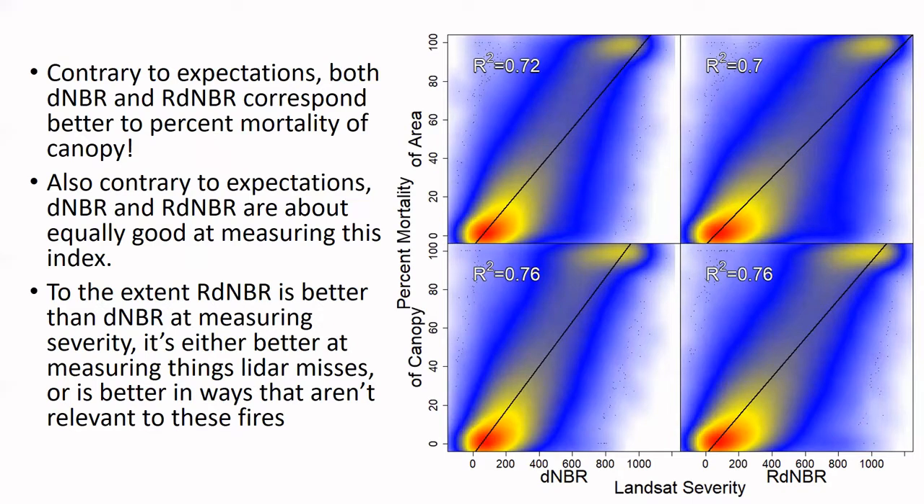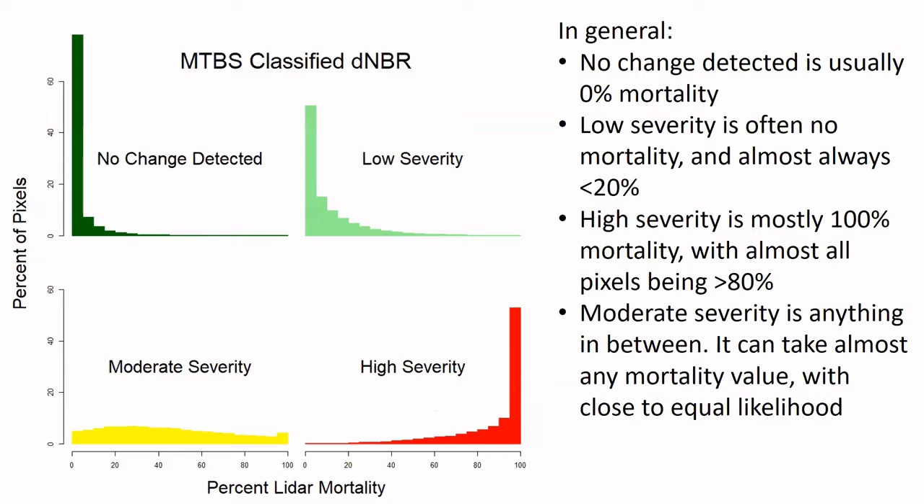So to the extent that it's doing any better in general, it either doesn't apply in this region or is due to things that the LiDAR can't measure, so things other than overstory mortality. For that reason, I'm going to be proceeding with DNBR, just because it's a simpler measure, and because if you aren't putting a lot of work into getting your own fire severity and you're just downloading stuff off MTBS, MTBS provides classified DNBR but not classified RDNBR. So I'm going to be proceeding with DNBR for that reason.